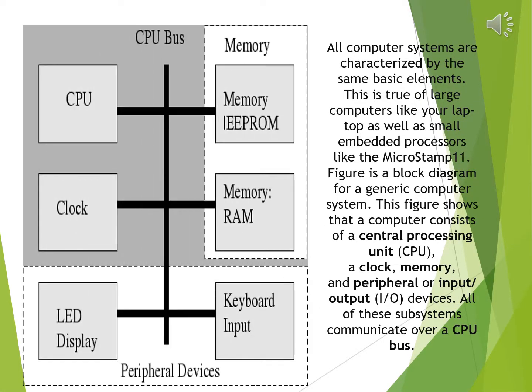All computer systems are characterized by the same basic elements. This is true of large computers like your laptop as well as small embedded processors like the Microstamp 11. The figure is a block diagram for a generic computer system. This figure shows that a computer consists of a central processing unit, CPU, a clock, memory, and peripheral or input/output (I/O) devices. All of these subsystems communicate over a CPU bus.